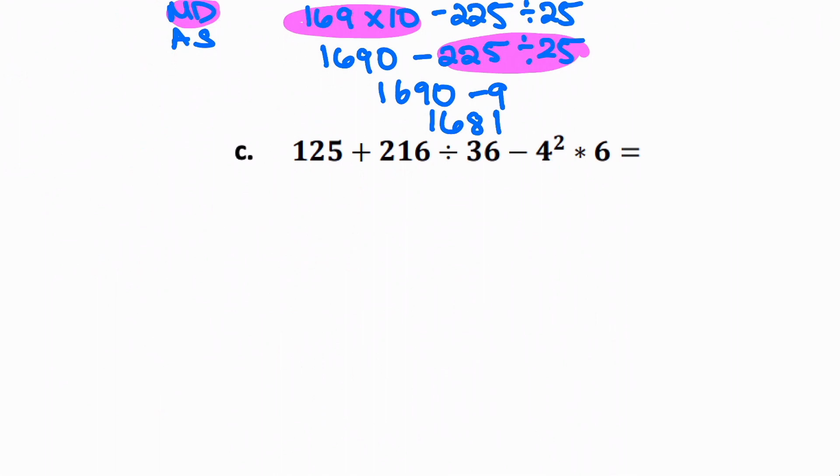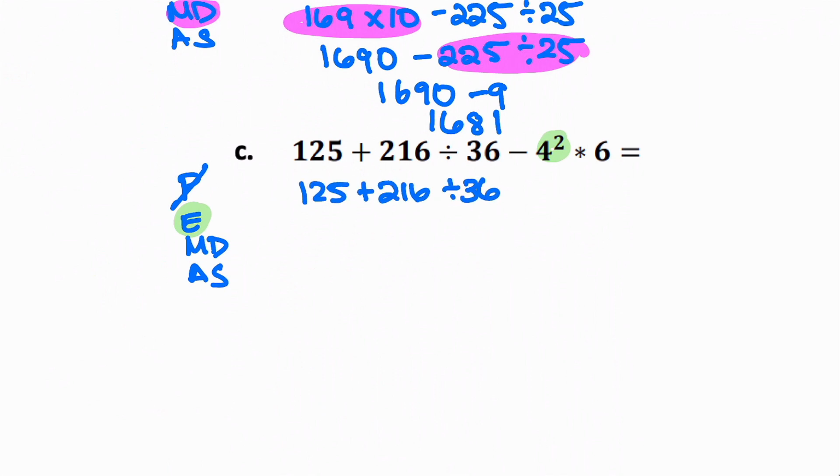All right. Almost done with that front page. Let's see. I'm going to write PEMDAS. I'm going to look for parentheses. I don't see them. I'm going to look for exponents. I do see exponents. I'm going to take that 4 and I'm going to square it. That's 125 plus 216 divided by 36 minus 16 times 6. I am done with exponents.